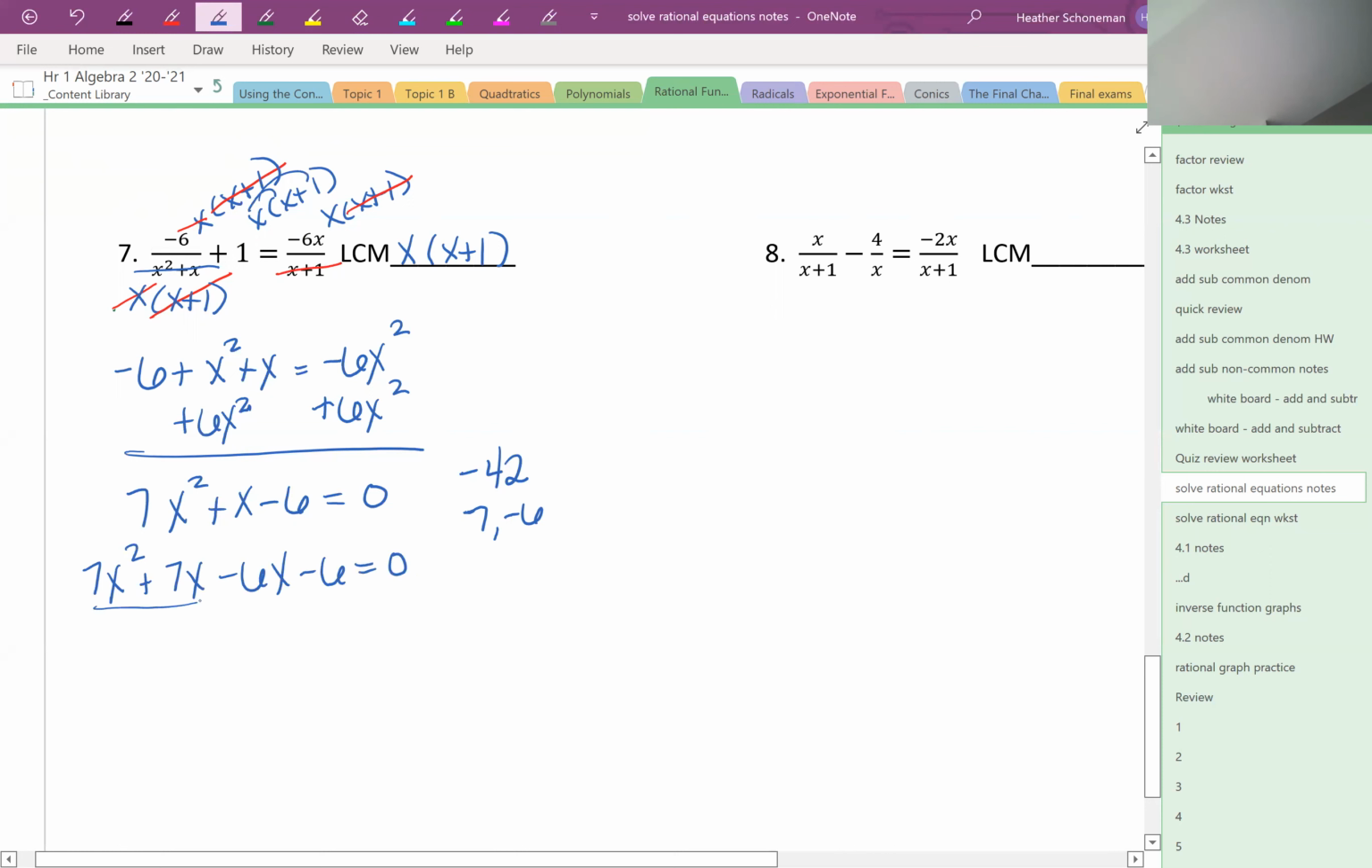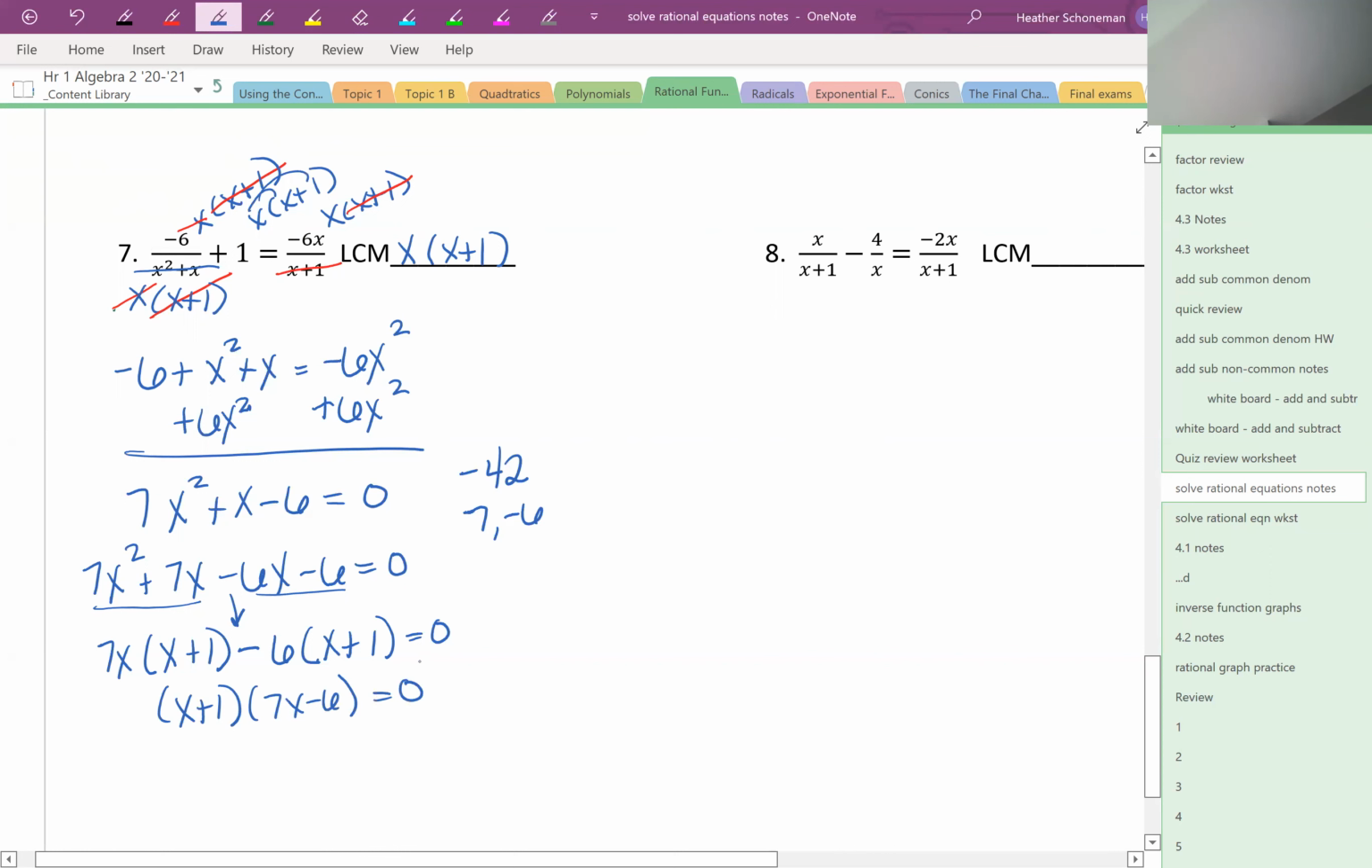All right, now I'm going to factor by grouping. Out of the first two terms, I can take out a 7x, and that leaves me with x plus 1. The sign comes straight down. Out of the next two terms, I can take out a 6, but I'm really taking out a -6, so that changes the sign. So I have positive x and then plus 1. So now when I rewrite it, I have x plus 1 and 7x minus 6 equals 0.